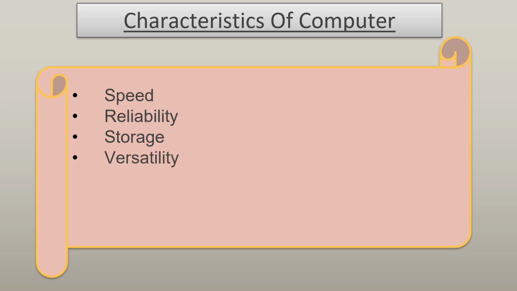Versatility. A computer can perform a variety of tasks and is used in almost every field, either education, defense or entertainment. In every field, computers are being used. Clear? The next is accuracy. A computer always gives the correct result. Mistakes are normally made from the user side.